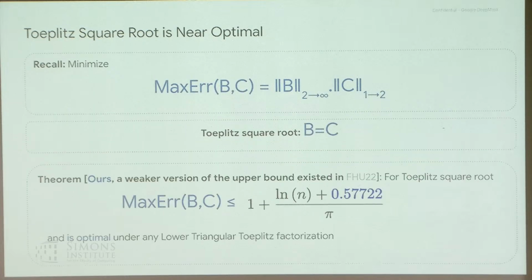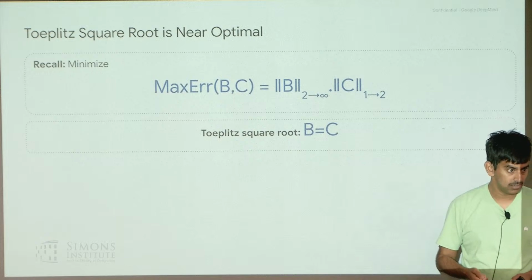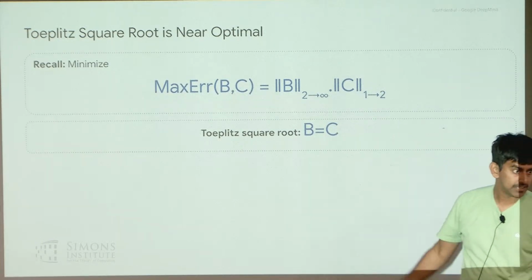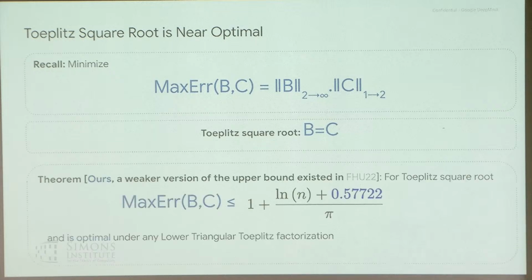So now I'm looking at Toeplitz square roots. What I will do is make B and C equal and factorize in that way. So basically, I take the A matrix and take the Toeplitz square root of it. Good. So what is our first theorem?